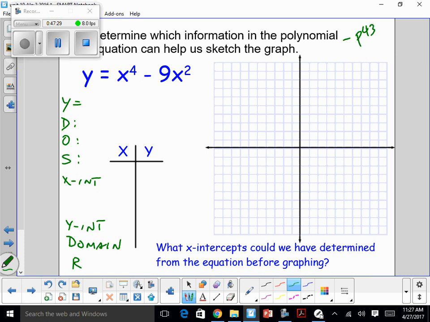All right, folks, at home, the equation on page 43 is x to the 4th power.